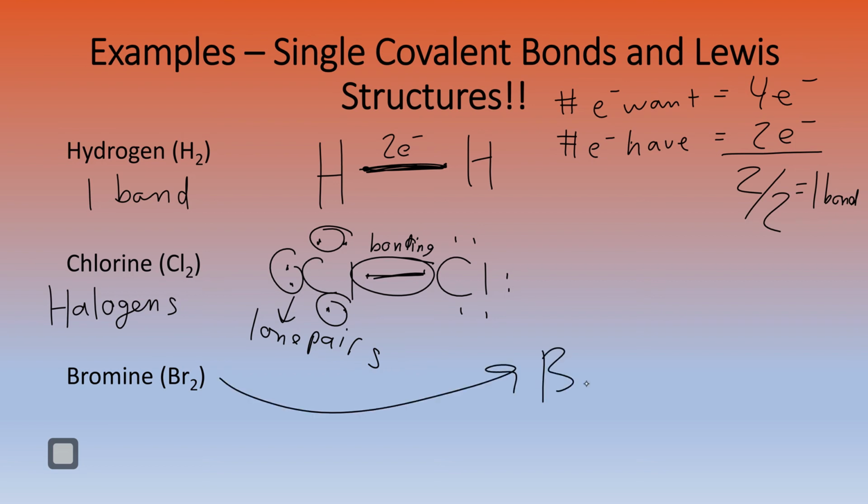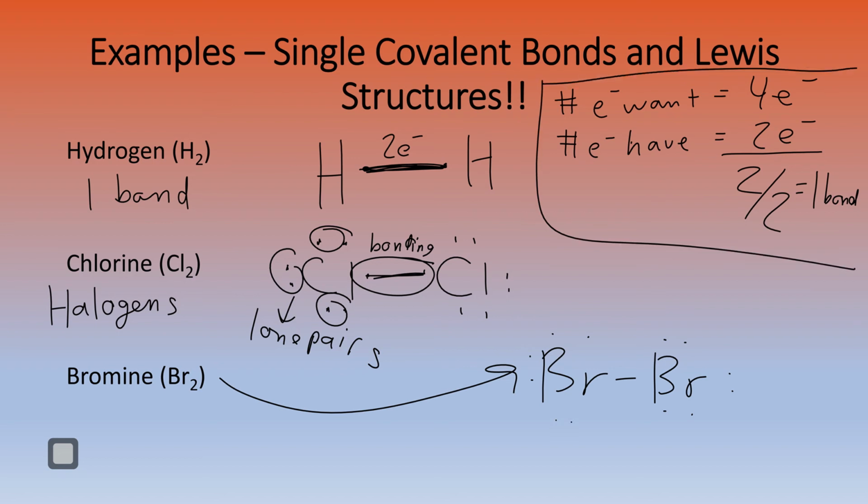Bromine would look the same. I'm already just going to do it. Bromine only needs one bond. There we go. Okay. So sometimes we don't have to do this process over here. It will prove that we only need one bond for every single one of these molecules, but it doesn't have to be done that way.